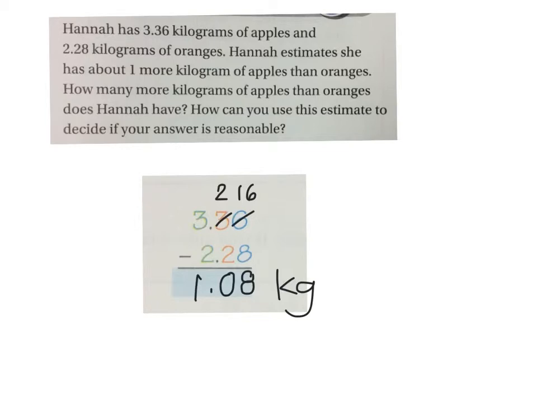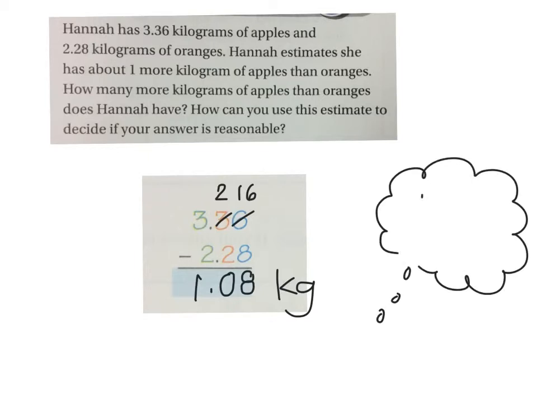Okay. How can we use our original estimate to see if this answer is reasonable? Nathan? If we see that the estimate is around the same as our actual answer, then we know it's correct. Hannah's estimate was 1 kilogram. Is this in the zone?